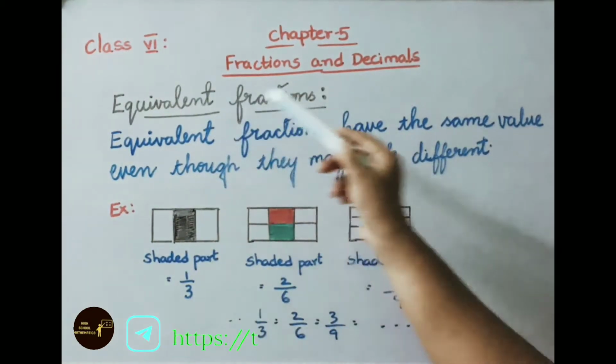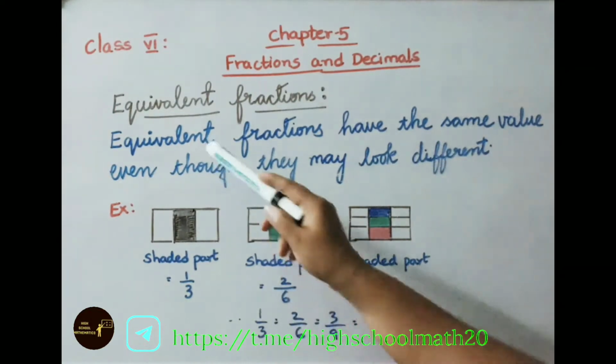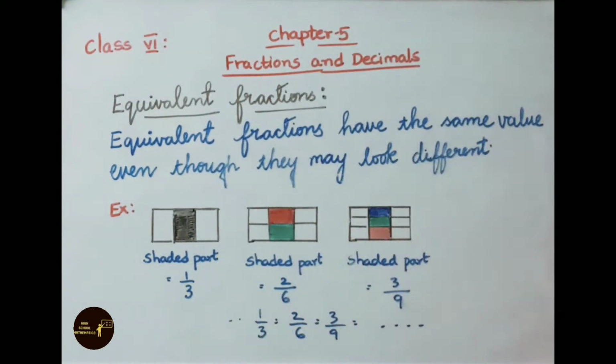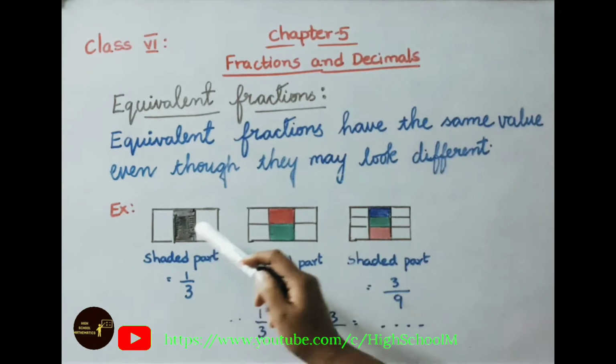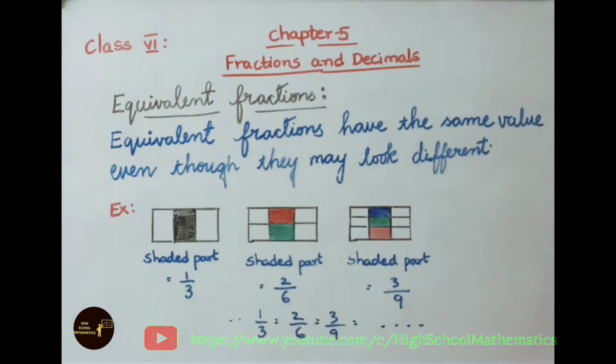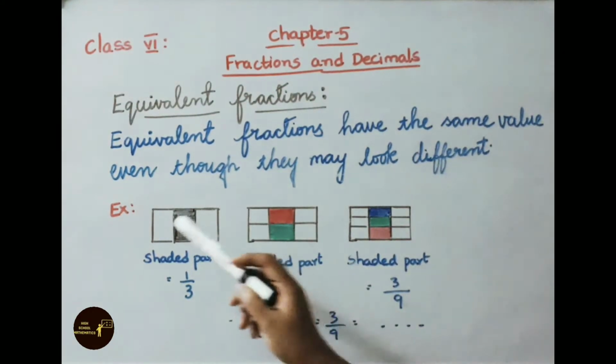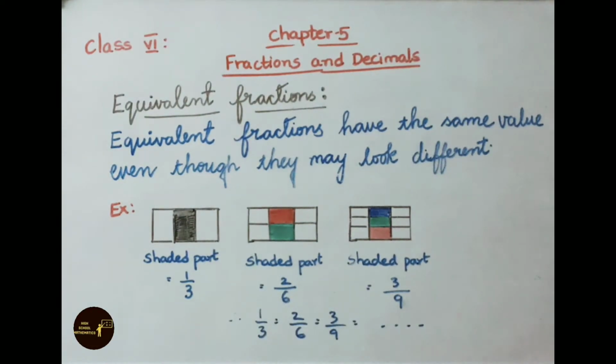See the definition of equivalent fractions. Equivalent fractions have the same value even though they may look different. Let us see the example. See here in the first picture, this rectangle is divided into 3 parts, and out of 3 only one part is shaded. So the shaded part here is 1 by 3.